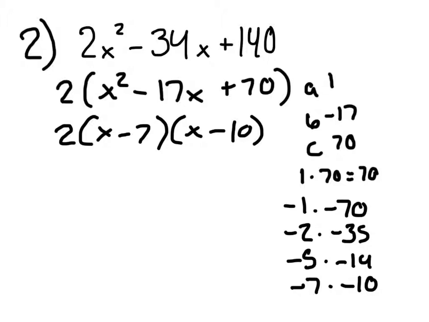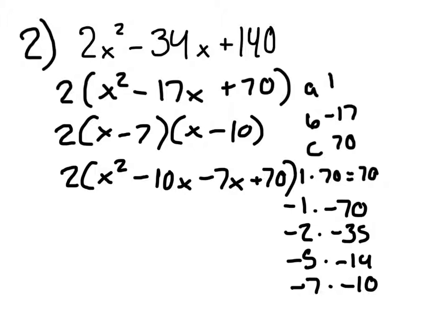And the way you would check these as well is the same as the first. So we're going to go ahead and FOIL these real quick. Remember to just keep your 2 out here. So x squared minus 10x, negative 7x and positive 70. So go ahead and add the things that are similar. So you have x squared minus 17x plus 70.